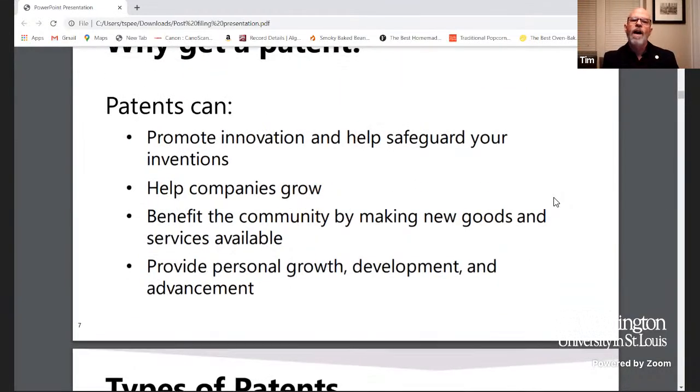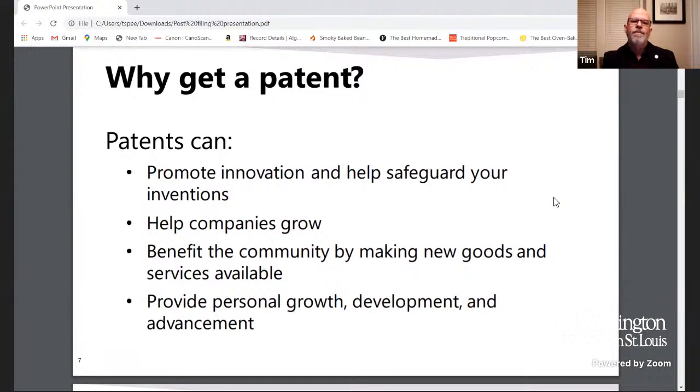So why get a patent? Well, Abraham Lincoln said the patent system adds the fuel of interest to the fire of genius, and the genius being you, the inventors.